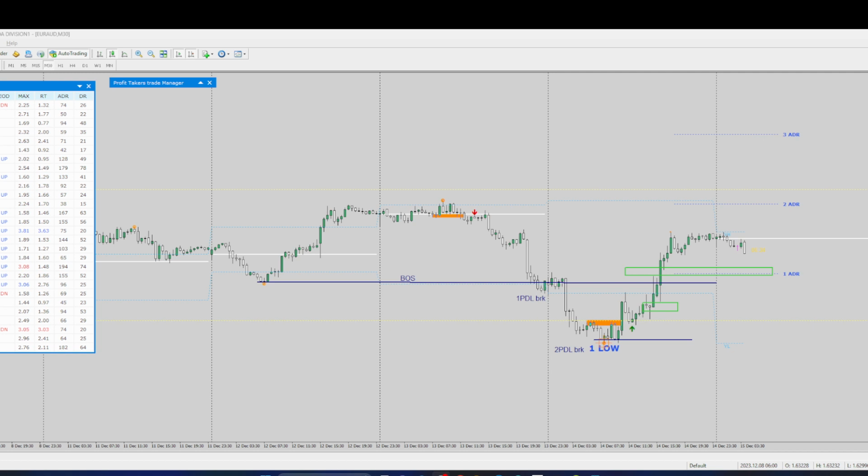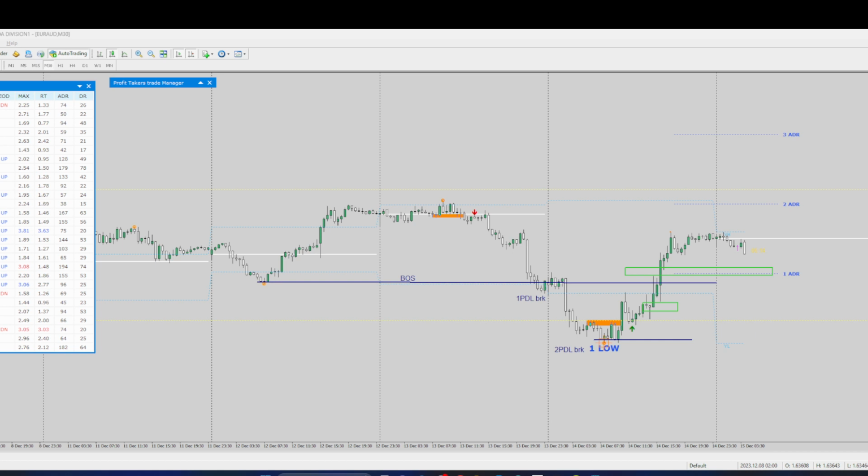Okay. All right. So right now, we are looking at the Euro Aussie, one of my favorite pairs to trade because it has a lot of volume. So this morning, guys, this thing was showing as a one high of week, basically saying that today is going to be a day two trend day.